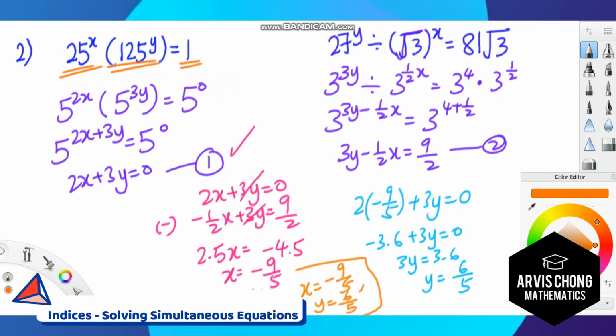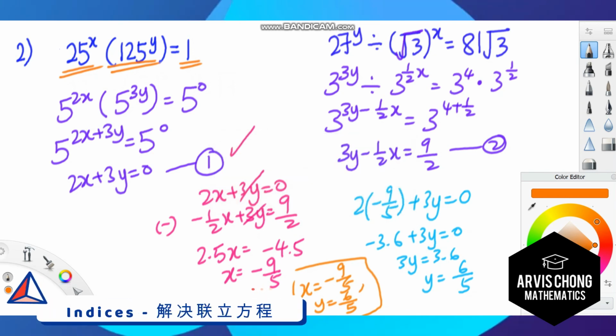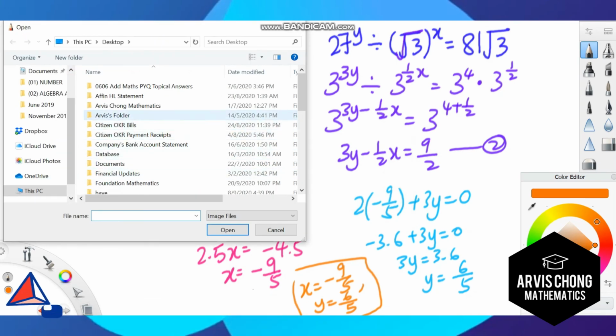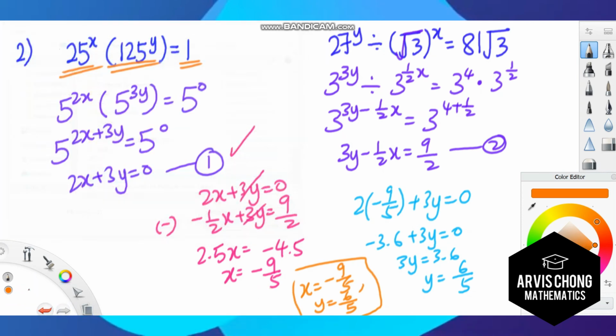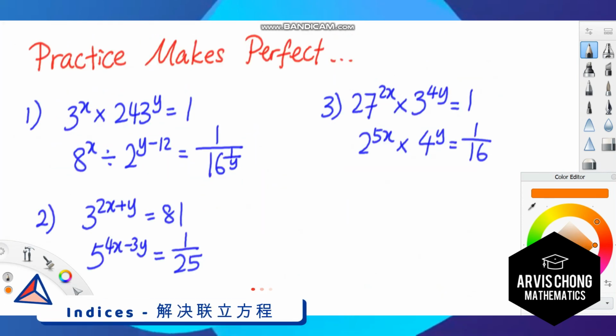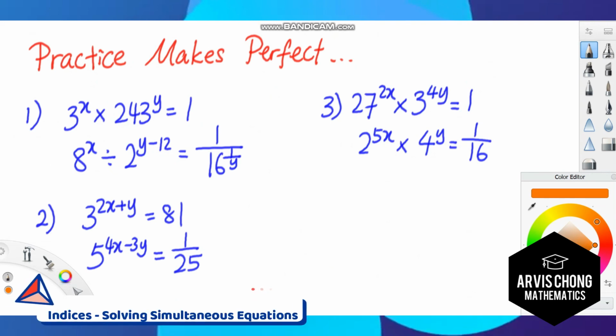Alright, okay, so next part, actually I have prepared some questions here. So as we know, practice makes perfect, yeah? So that's why, yeah, you need to do a lot of practice. And here are the 3 questions here. So just practice all this, and you may leave your answers at the comment below. And all the best, happy trying.